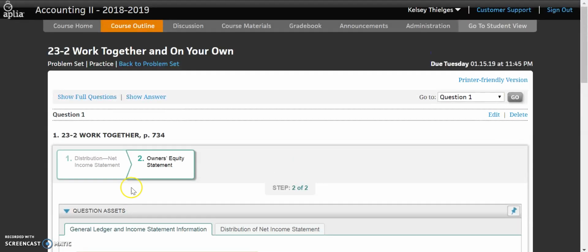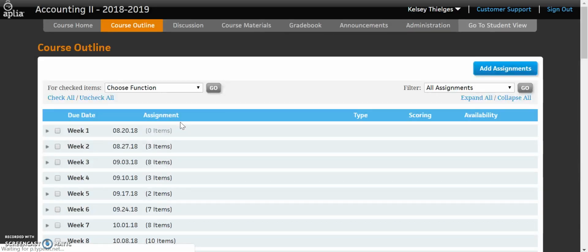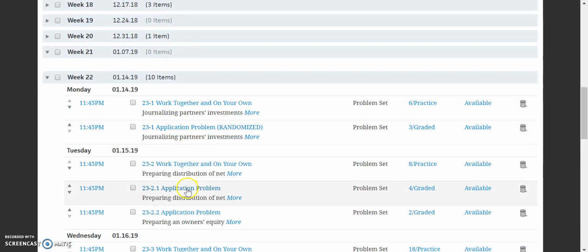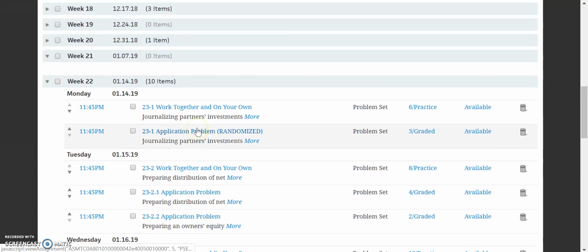So those are the two steps. You can head over and do your 23-2 on your own. Also pay attention that we do have two application problems for this section, so just pay attention and make sure that you complete both of those.